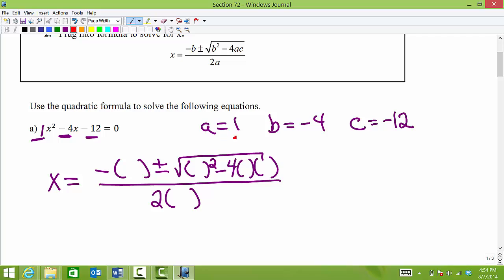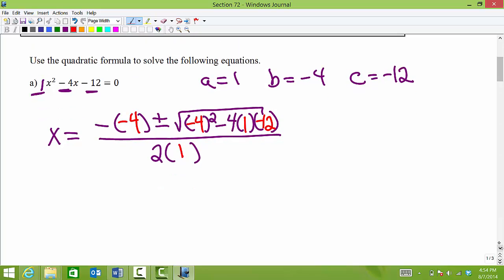Now we're going to go in and plug our values in. It's minus b, so b is -4, plus or minus the square root of b squared, so -4 squared, minus 4 times a, which is 1, times c, which is -12, all over 2 times a, which is 1. Once we have plugged everything into the formula, we just need to simplify.